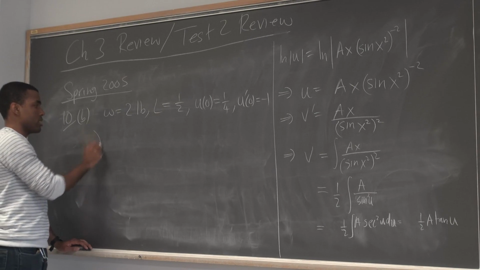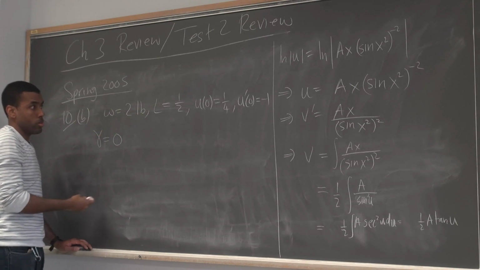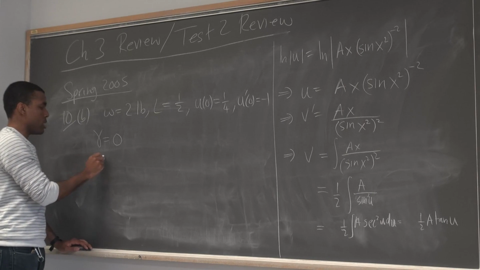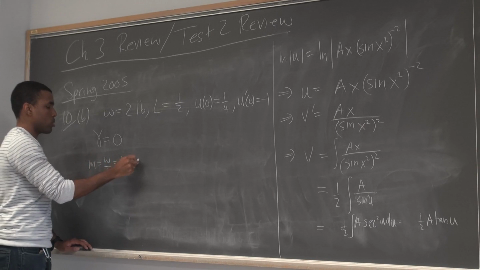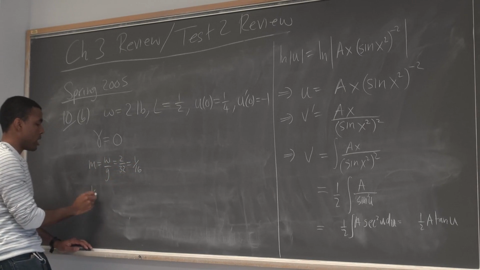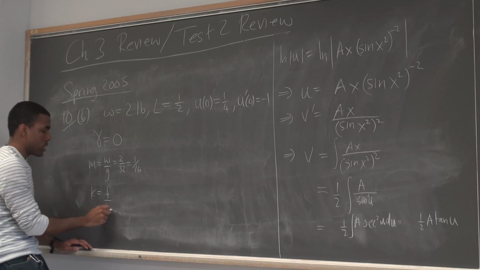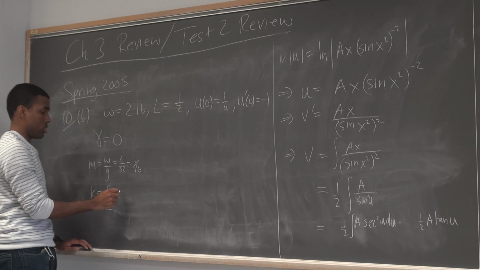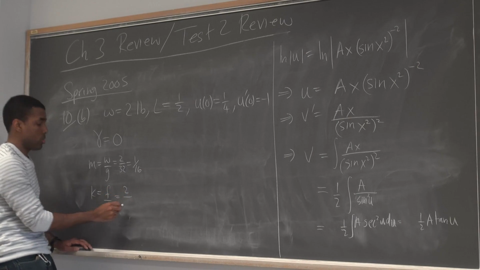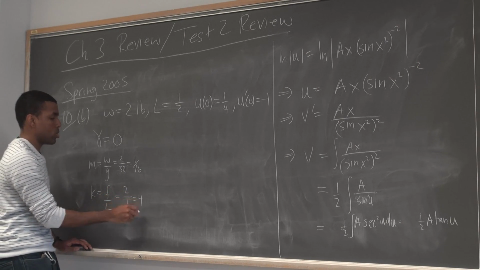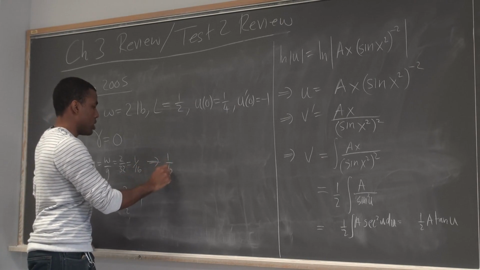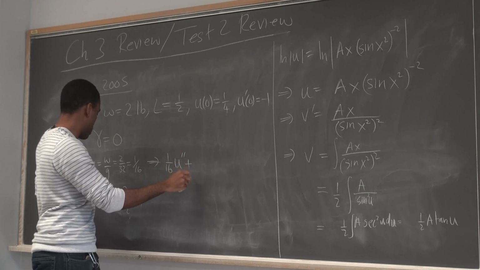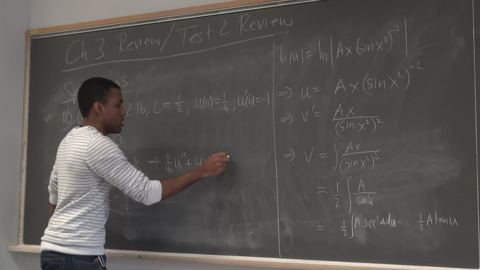Okay, so air resistance being negligible means gamma is 0. Right, m would be weight over gravity, which is 2 over 32, which is 1 over 16. Our k would be the force over the extension, which is 2 pounds over 1/2, which is 4. And so we end up with 1/16 u double prime plus 4u equals 0.